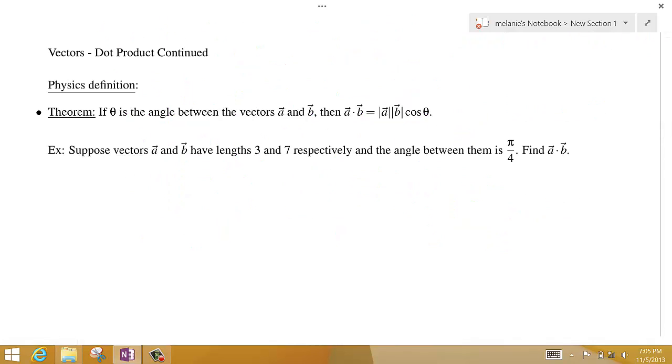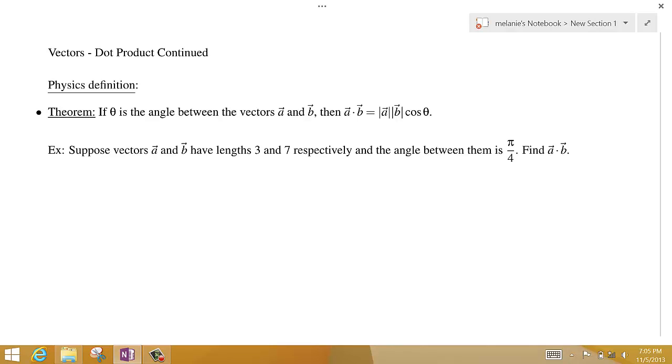We have the dot product where we just combine their components, first times the first plus the second times the second plus the third times the third, and so on. We could also think about this in terms of angle theta. Often this is referred to as the physics definition. We have a theorem that said if theta is the angle between the vectors A and B, then A dot B is the magnitude of A times the magnitude of B cosine theta.